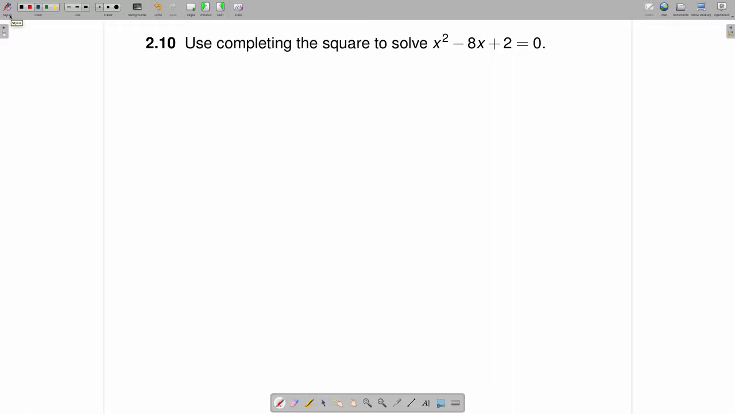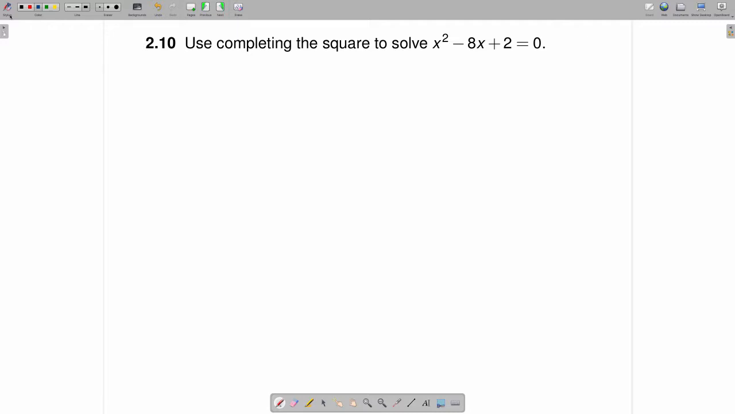Use completing the square to solve x squared minus 8x plus 2 is equal to 0. There are three ways to solve a quadratic equation. The first way was looked at in the previous exercise, and that was factoring. But some quadratic equations can't be factored, and they can be solved by completing the square, and that's what we're going to do in this video.